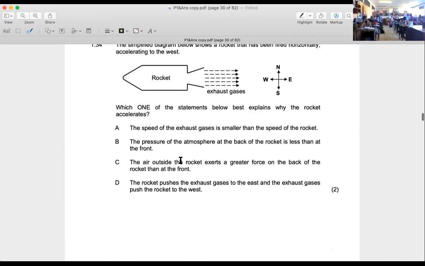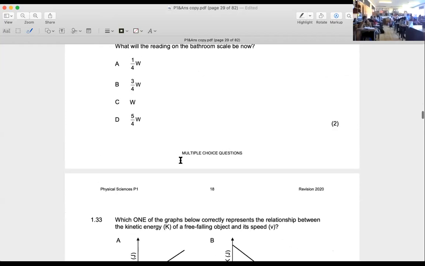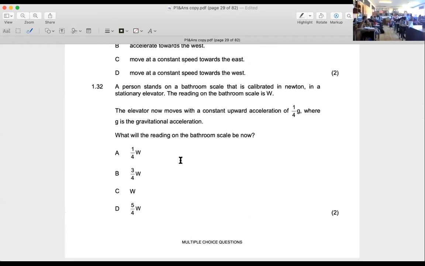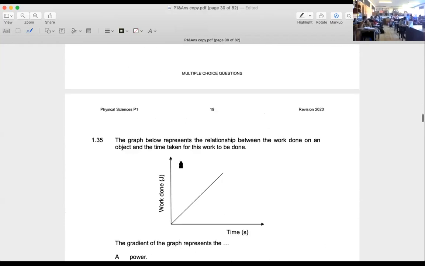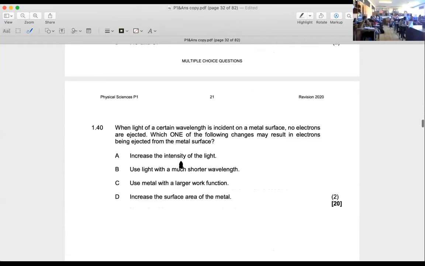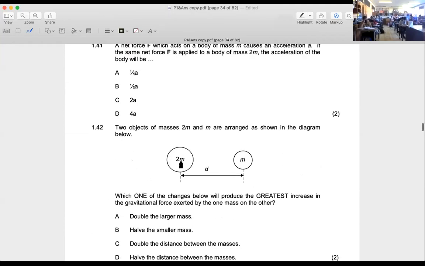Let's just see if there's a momentum. Now, normally everyone's got a momentum problem, but I don't see one here. Nope. Next question.